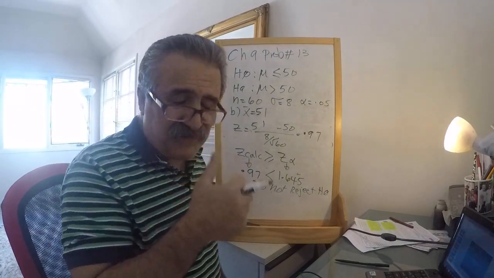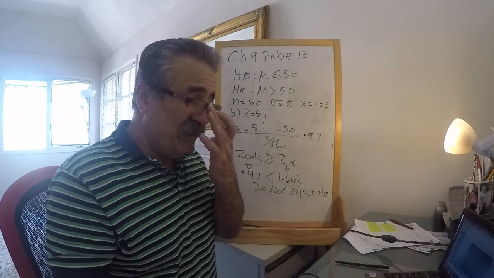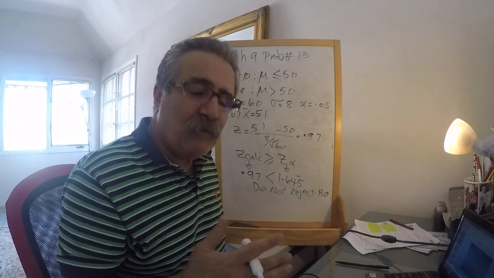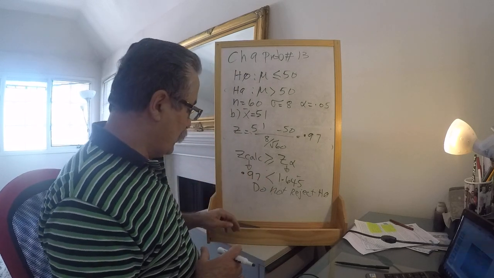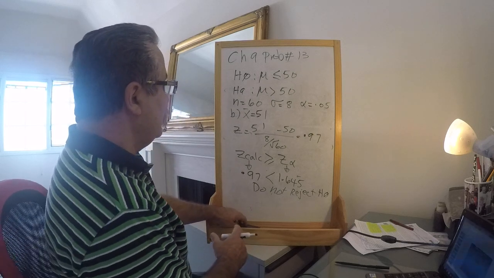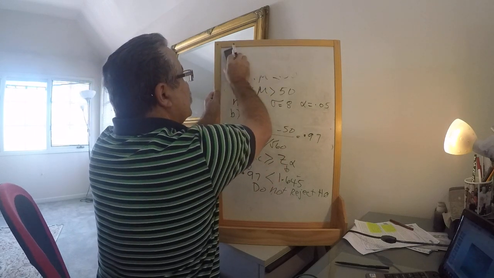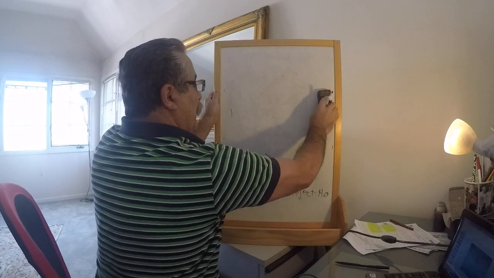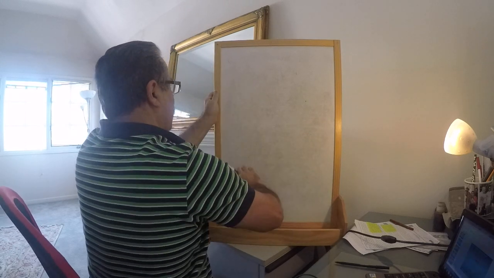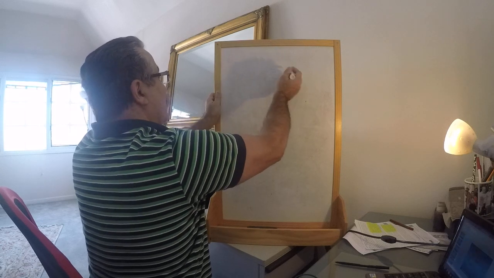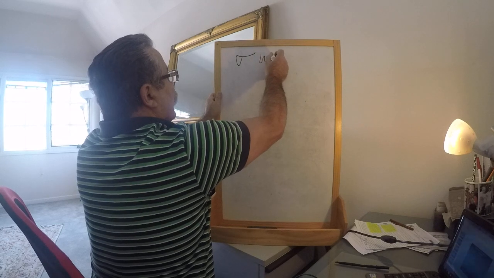Hello, this is the 6th video of chapter 9. So far, whatever hypothesis testing that we covered, they were all known as sigma known hypothesis testing. Now we deal with sigma unknown.